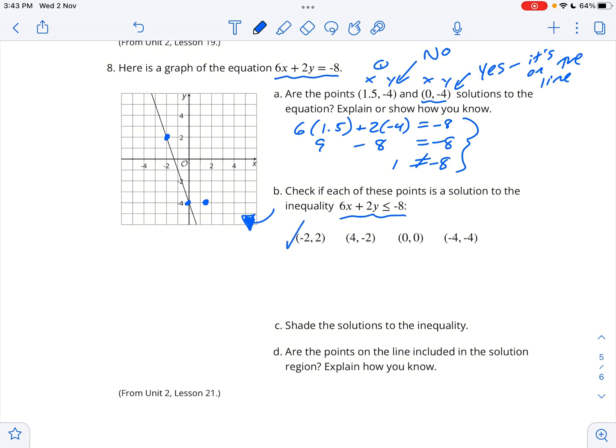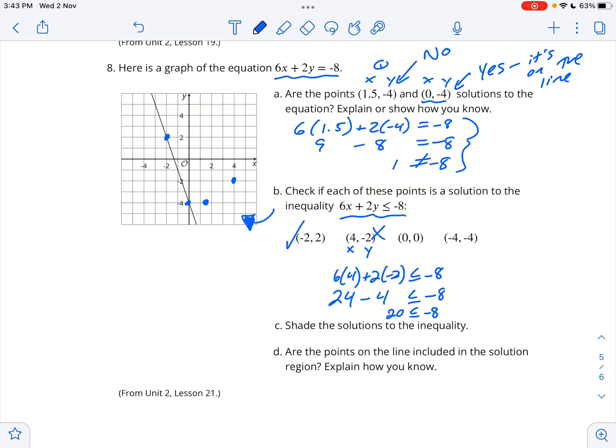(4, -2). So I go over 4, down 2. That's right there. Now, it's not on the line, so we know it's not a solution to the equation, but it still might be a solution to the inequality, so we have to check. I'm going to plug 4 in for x, -2 in for y. So that's 6 times 4 plus 2 times -2. Is that less than or equal to -8? Let's see, 24 minus 4. That is not going to be less than -8 because that gives me 20. So that is a big no.